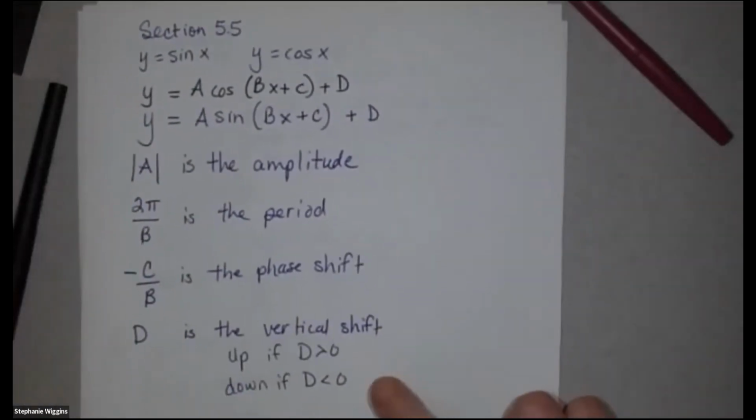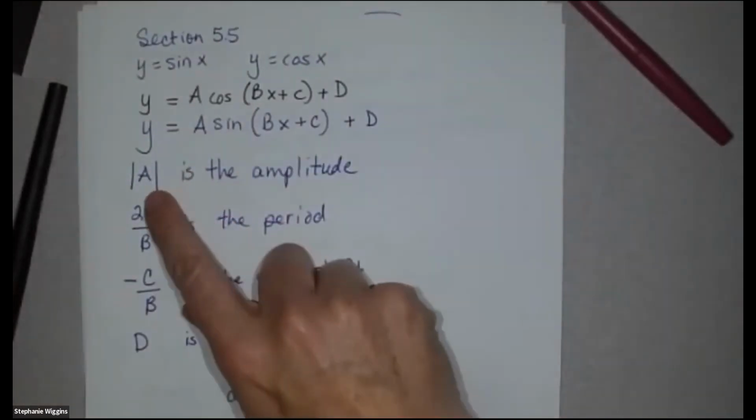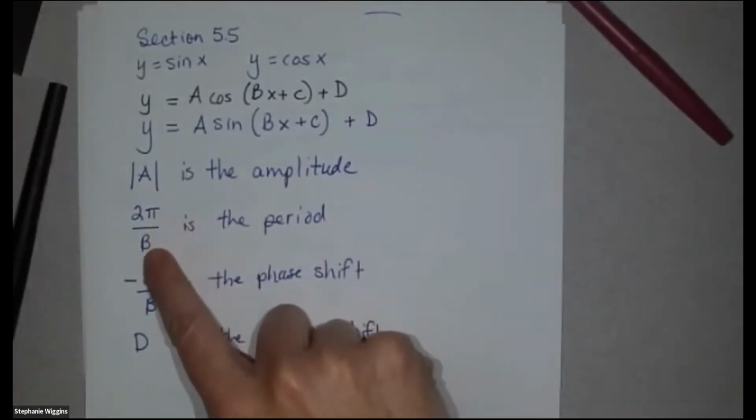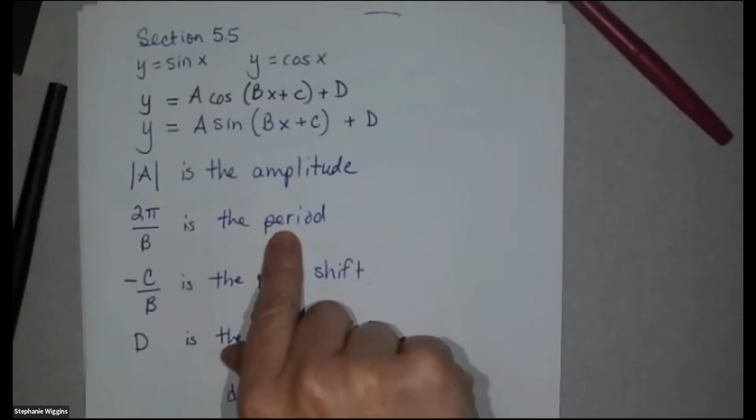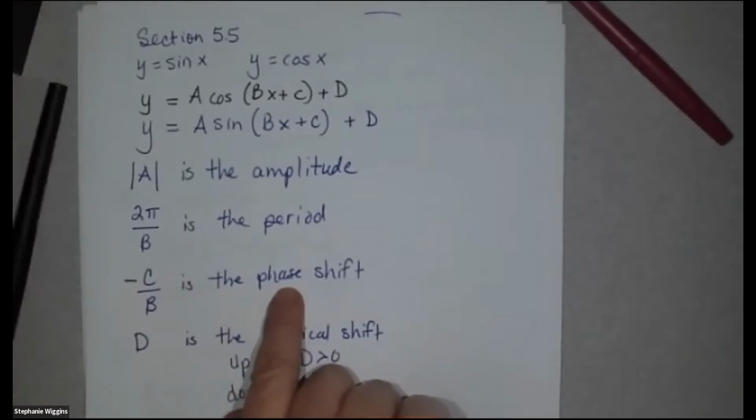Know these rules. You're going to have to know them by heart, okay? The absolute value of A is the amplitude. 2 pi over B is the period for sine and cosine. And then minus C over B is the phase shift. And D is the vertical shift.